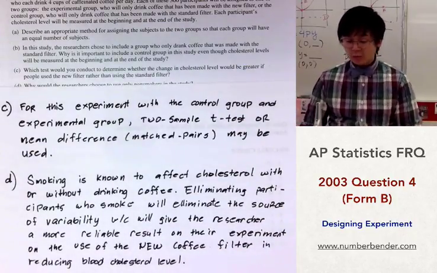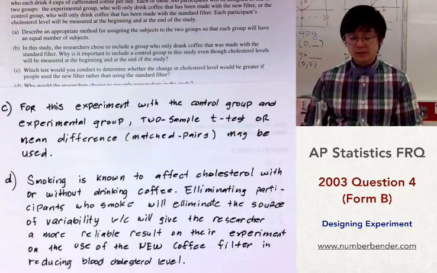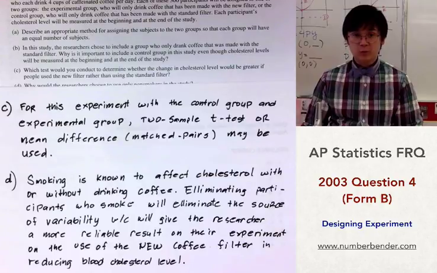And this is how we are answering this problem for the AP Statistics FRQ problem number 4, Form B.